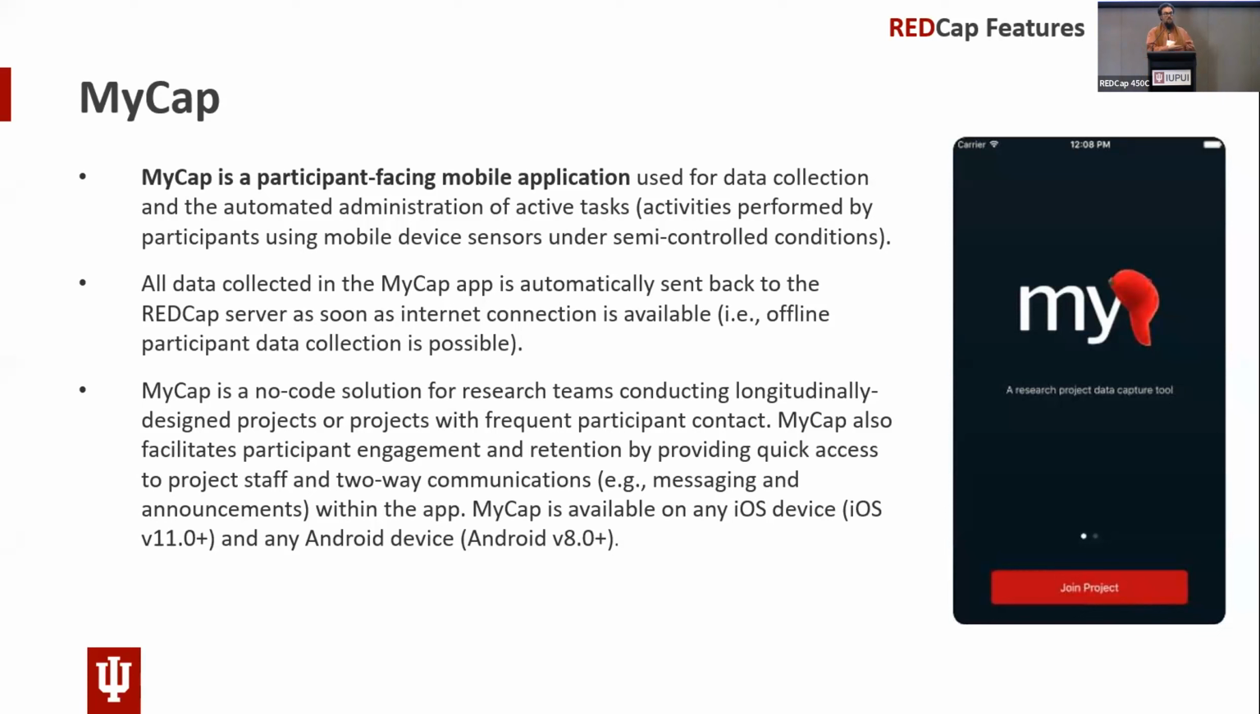And so MyCap can be downloaded on an iOS or an Android device. And within that mobile application, you're able to add participants. Participants are able to use a QR code or a hyperlink to join a particular project.